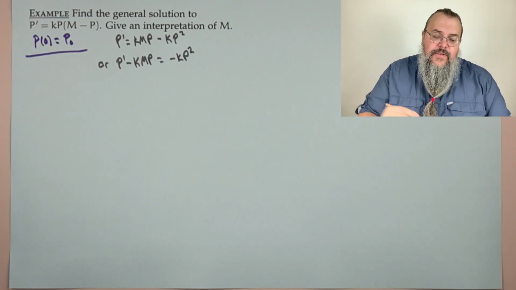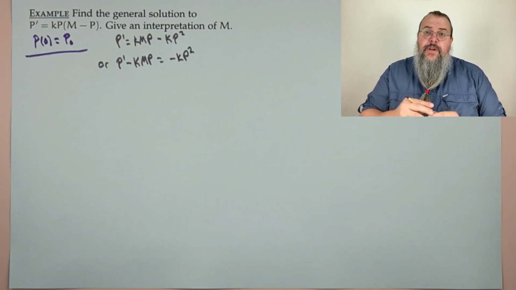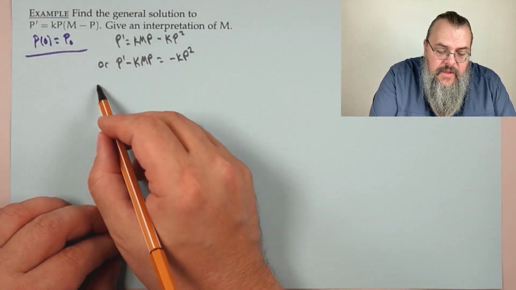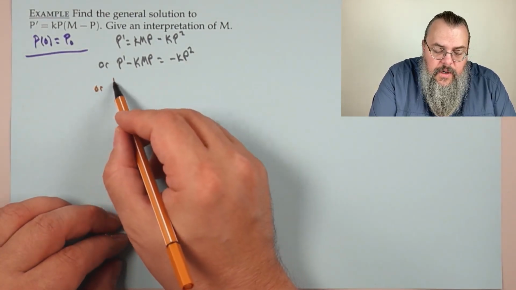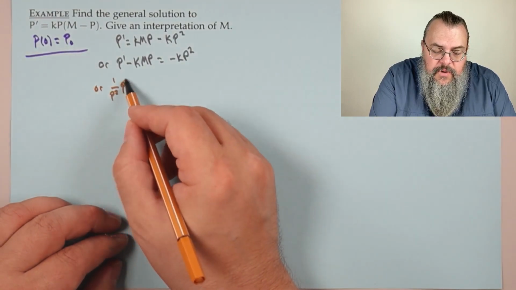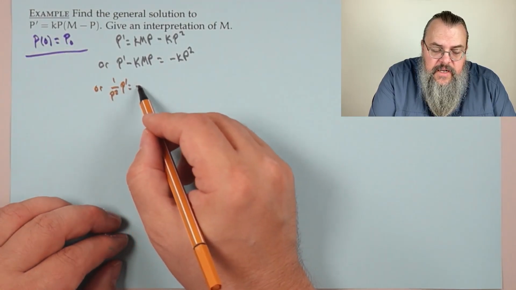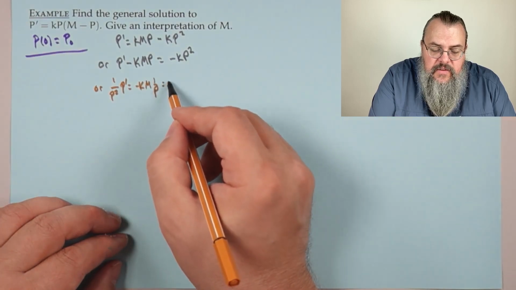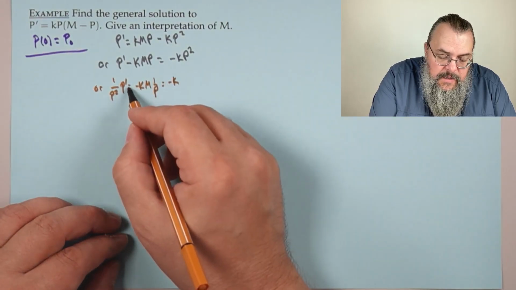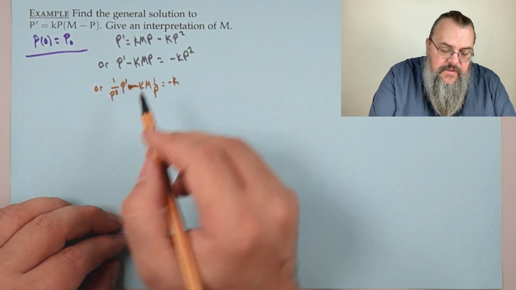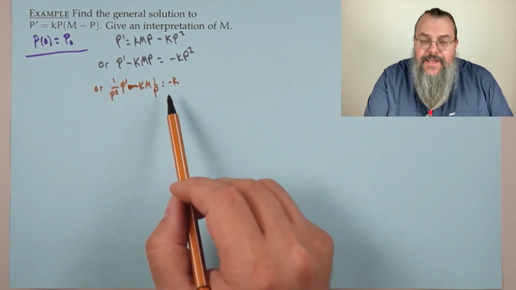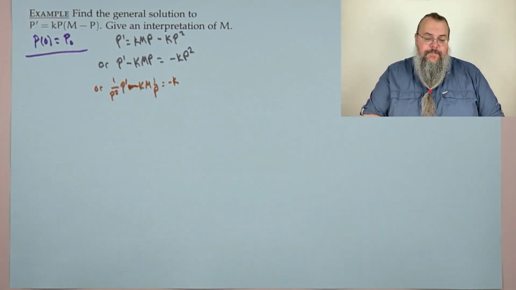All right, so what I like to do when I know it's Bernoulli is divide by this p squared. So that says 1 over p squared times p prime is minus km times 1 over p, and that's going to be minus, whoops, not e, there's just a minus there. So 1 over p squared p prime minus km times 1 over p equals minus k.